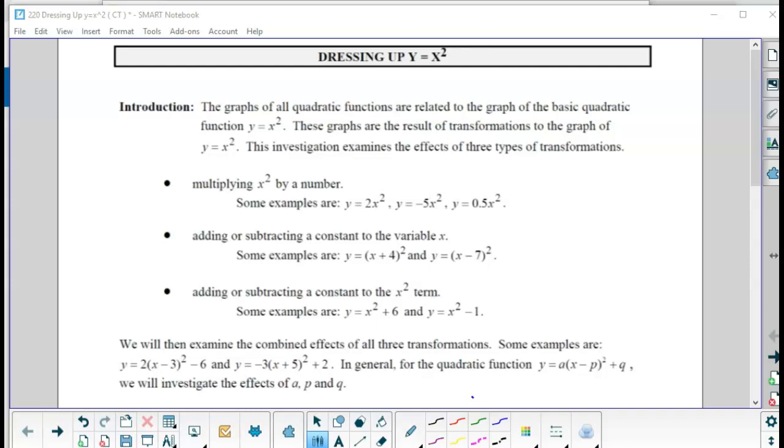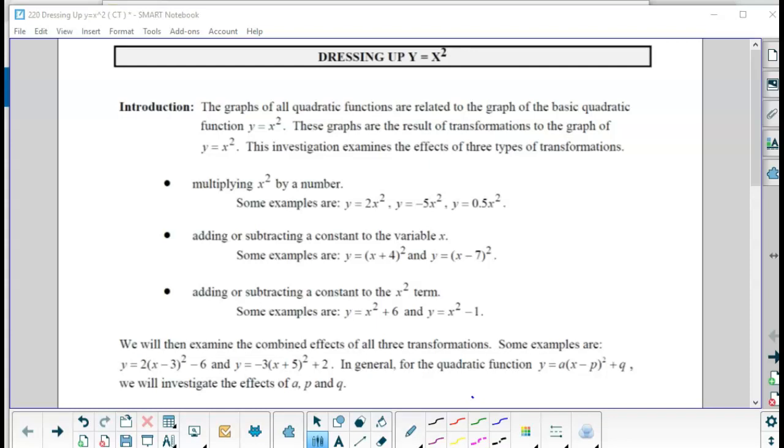Dressing up y equals x squared. So basically we're looking at the base function y equals x squared for a quadratic, and we're looking at all the transformations, how we can change it to get any type of parabola. So the graphs of all quadratic functions are related to the graph of the basic one, y equals x squared. These graphs are the result of transformations to the graph of y equals x squared.